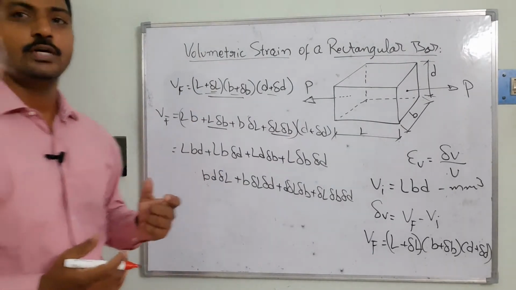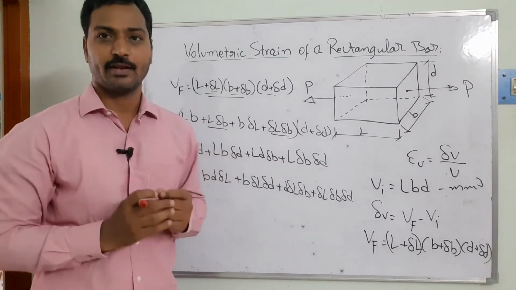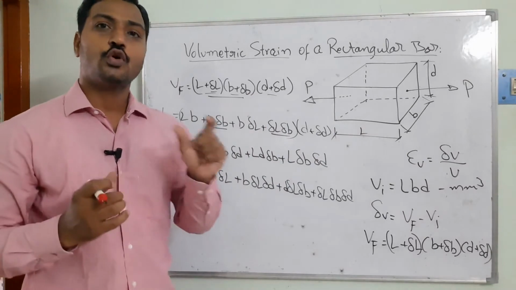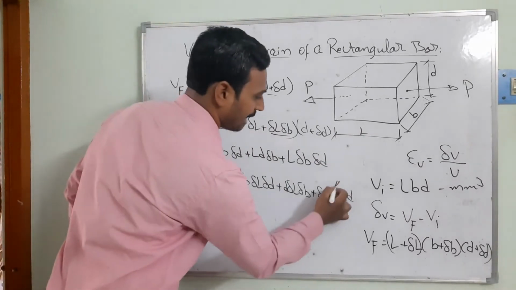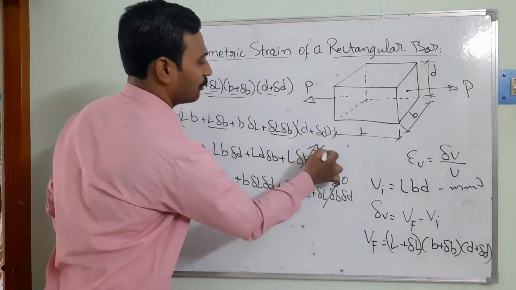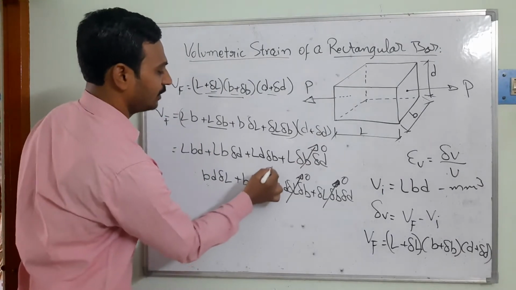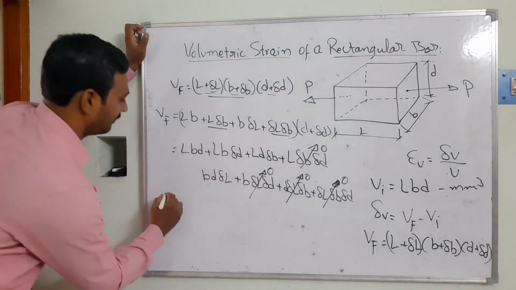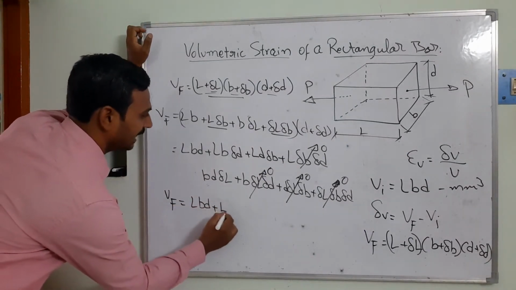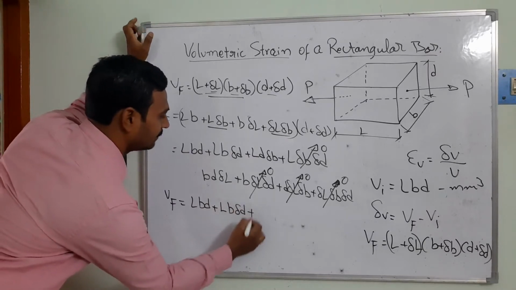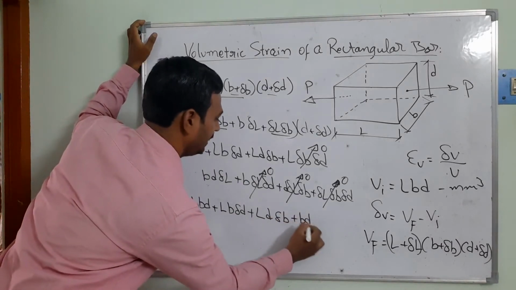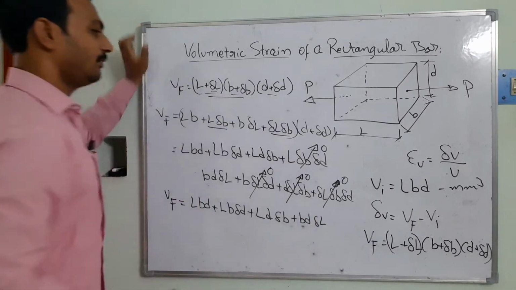After multiplying the expression, we got it. Now there are small quantities. What are the small quantities? The changes in the dimensions of the components are very small quantities. So I am going to neglect those, considering them equal to 0. The multiplication of two small quantities I am going to make 0, so that my equation becomes very small. From this equation the final volume is equal to LBD plus LB del D plus LD del B plus BD del L, we got it. So this is the final volume.